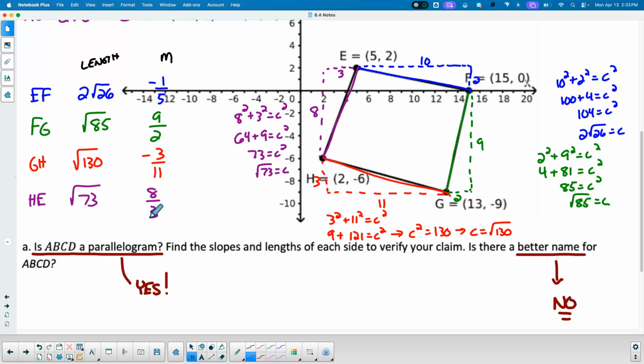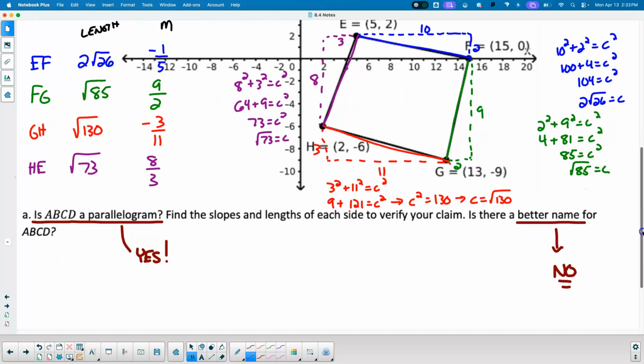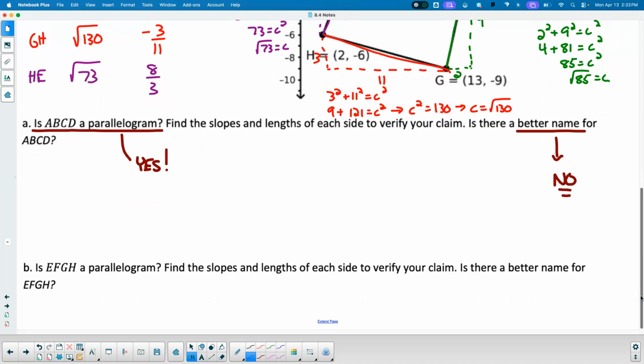Do we have a parallelogram? Nope, we don't have any equal slopes, right? No equal slopes. No opposite reciprocal slopes. No equal sides. So, not a parallelogram. Best name that we could give this one would be what? Quadrilateral.